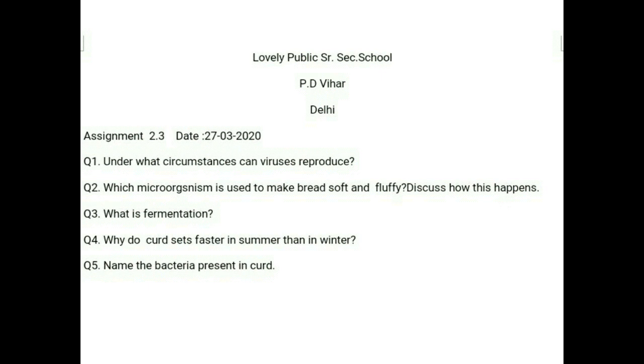Okay, next. Why does curd set faster in summer than in winter? Students, I have told you that a little warm temperature is a favorable condition for the microbes. So curd sets faster in summer than in winter because in summer the temperature is a little warm. As the warm temperature is the favorable condition for the microorganisms to grow, they grow faster and the curd sets faster. Name the bacteria present in curd. The bacteria present in curd is lactobacillus.